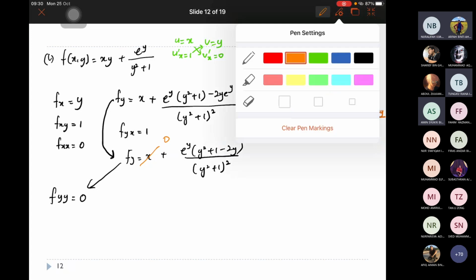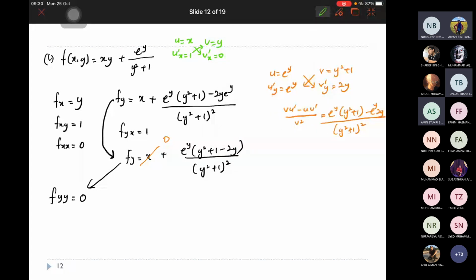Then awak akan ada u and v. Okay, kalau nak buat benda alah ni susah kan? Kena buat satu persatu atau boleh jugalah terus buat. Okay. U awak akan sama dengan exponential y, y squared plus 1 tolak 2y. V akan sama dengan y squared plus 1 kuasa 2. V prime y akan sama dengan 2, y squared plus 1 darab 2, y. Yang ini simple. 4y, y squared plus 1. So nak dapatkan u prime y.